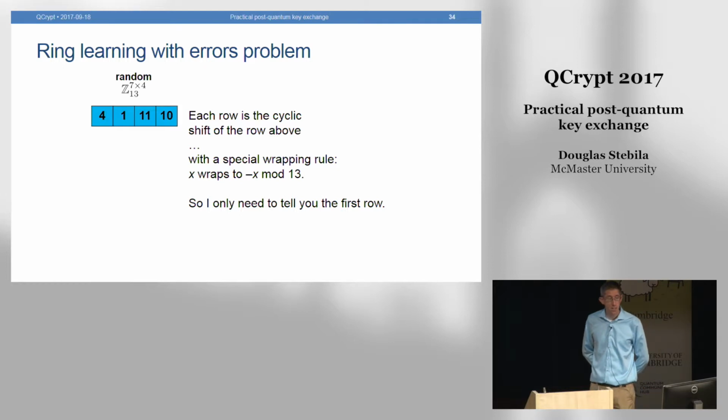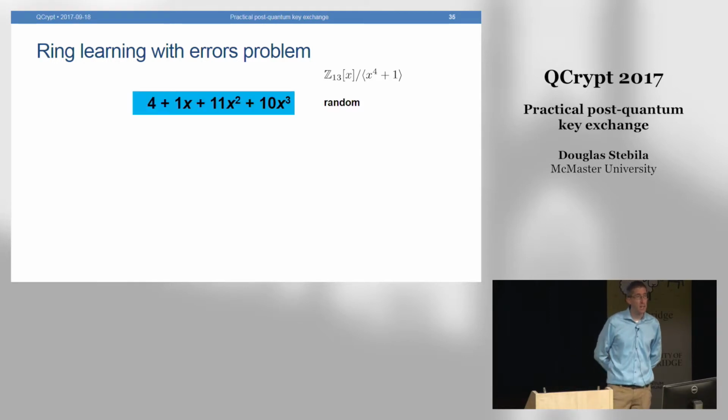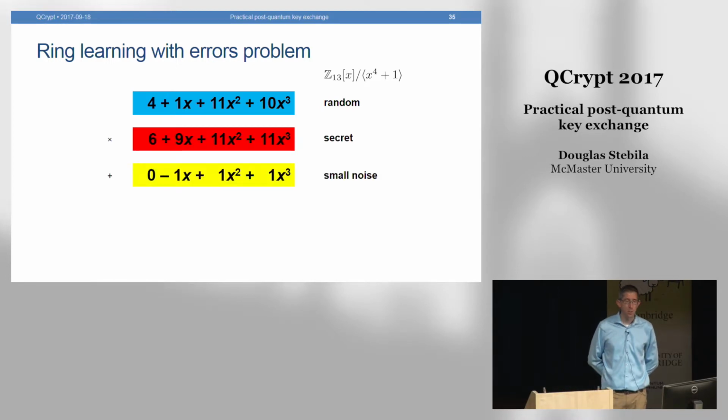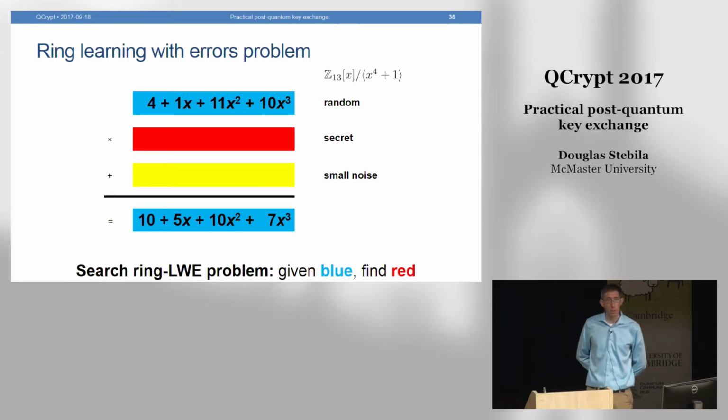Now, there's an equivalent representation of this working in a polynomial ring. So we have a ring of polynomials modulo a fixed polynomial, and then all of the coefficients are also reduced modulo a prime. Okay? So in the ring learning with errors problem, we pick a random polynomial, multiply it by a secret polynomial, add some noise to get the result. And then given the two blue polynomials, the search ring learning with errors problem is to find the secret red vector, the secret red polynomial. So, an analog of the matrix-based one we saw earlier, but now with a more compact representation.